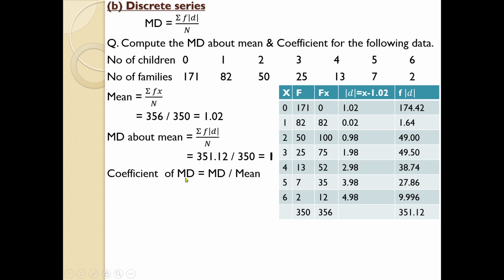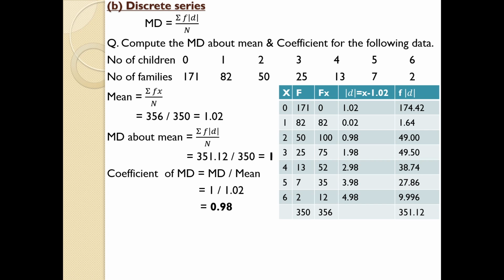Next is the coefficient of mean deviation. The equation is mean deviation divided by mean. Since we have used the mean method, we are using the same value here also. So mean deviation 1 divided by 1.02, you will get 0.98. So this is how you have to deal with mean deviation in case of a discrete series.